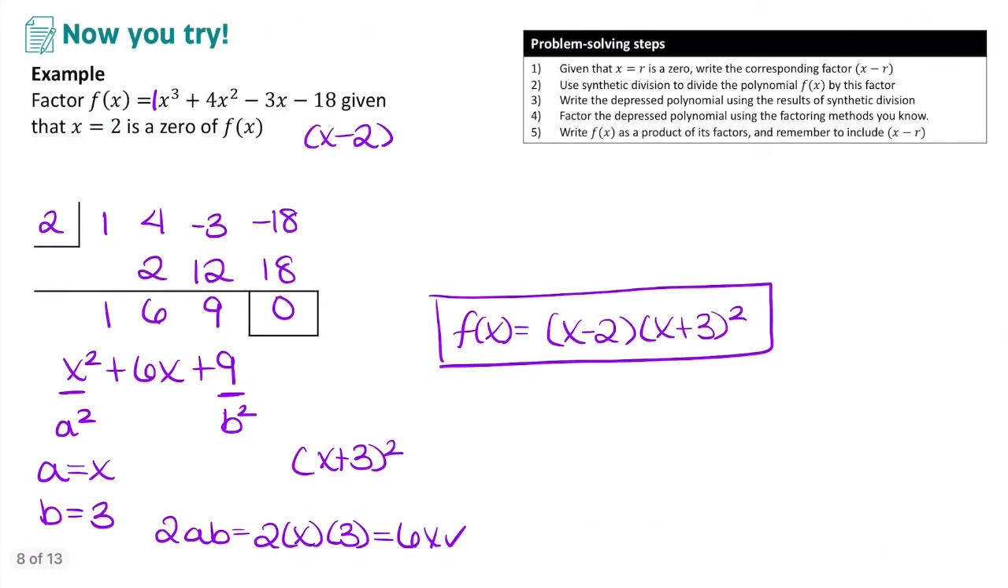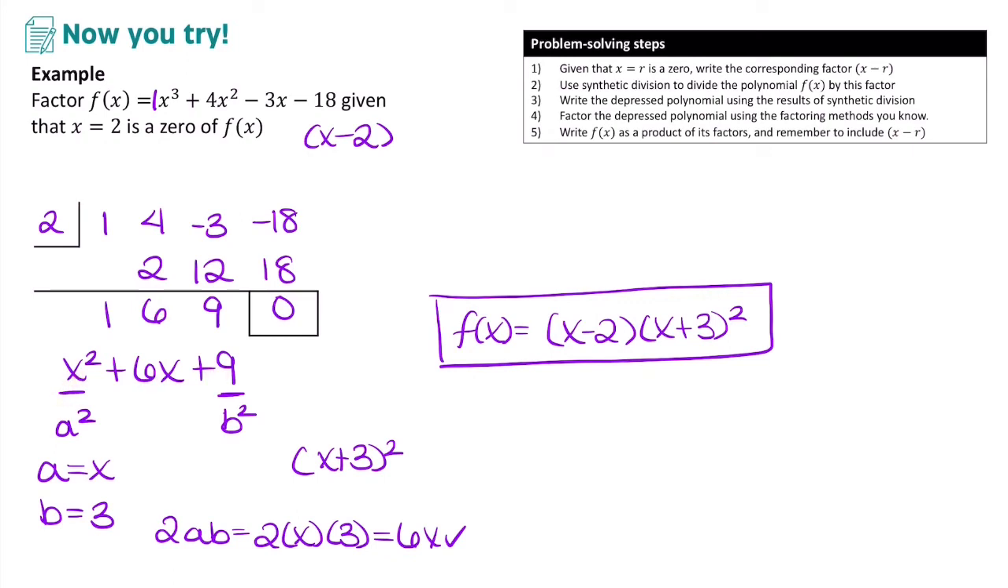So you can see here we have x equals 2, so that's going to correspond to x minus 2. So if we use synthetic division, we have 2, and then we have 1, 4, negative 3, and negative 18 as our coefficients. When we do synthetic division, we need to now write the depressed polynomial. Since this is a cubic polynomial, the depressed polynomial will have a highest term of quadratic. So 1x squared plus 6x plus 9.